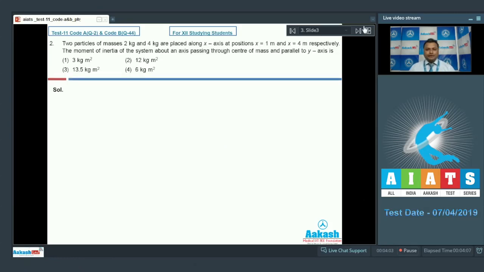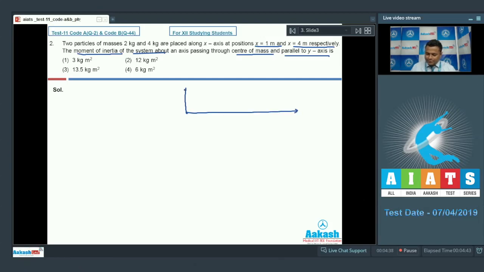Now let us move on to the next, that is question number 2. So here is question number 2, everyone. Two particles of masses 2 kg and 4 kg are placed on x-axis at position x equals 1 meter and x equals 4 meter respectively. The moment of inertia of the system about an axis passing through center of mass and parallel to y-axis will be what? Now, in order to calculate the moment of inertia, first of all we have to calculate where the center of mass of these two objects lie.